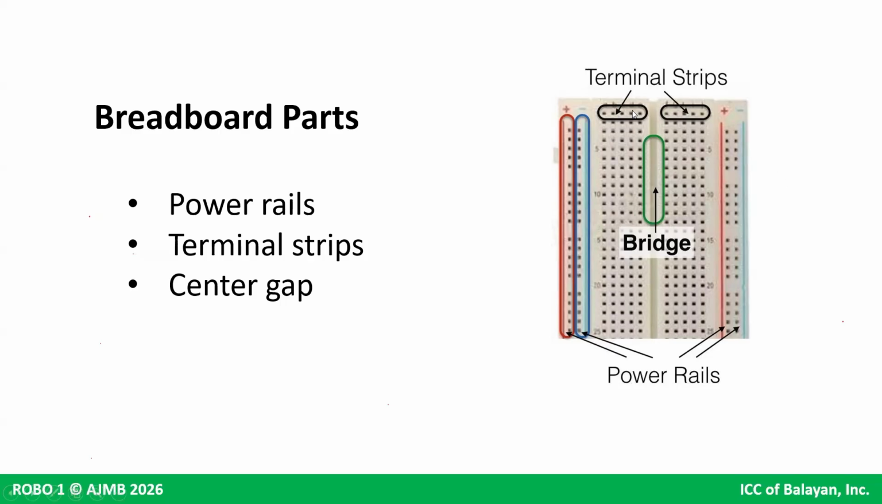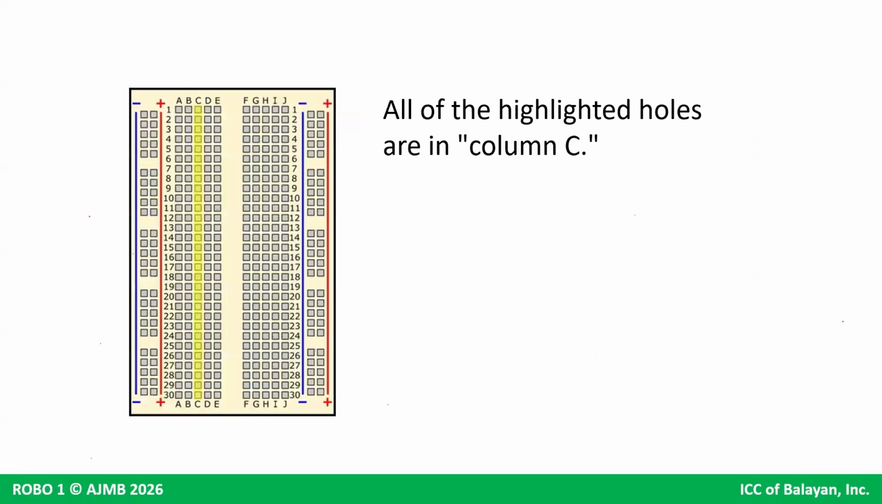Okay? Terminal strips naman po yung tawag doon sa groups of 5 holes. Each of these rows have 5 holes. Those are called terminal strips. And then you have a gap in the middle. The gap disconnects or breaks the connection between this group of 5 holes with the next group of 5 holes. So this is the center gap, or the bridge, is where you put your buttons, your transistors, also your 7 segments, and so on, across the center gap or the bridge.